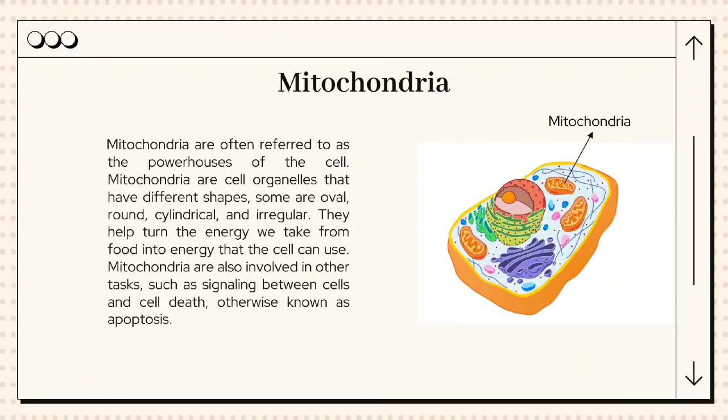Mitochondria are often referred to as the powerhouses of the cell. Mitochondria are cell organelles that have different shapes. Some are oval, round, cylindrical, and irregular. They help turn the energy we take from food into energy that the cell can use. Mitochondria are also involved in other tasks, such as signaling between cells and cell death, otherwise known as apoptosis.